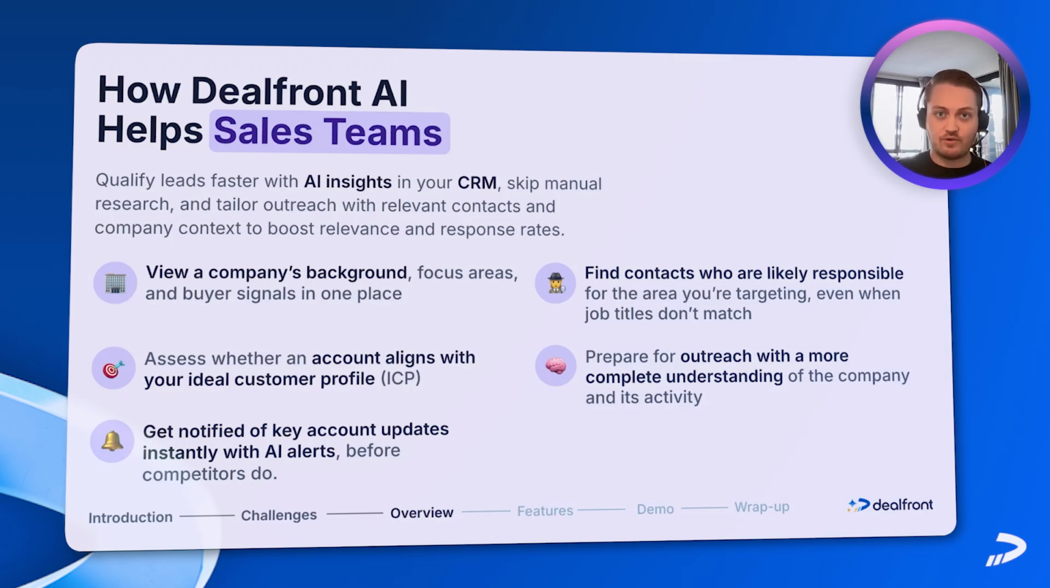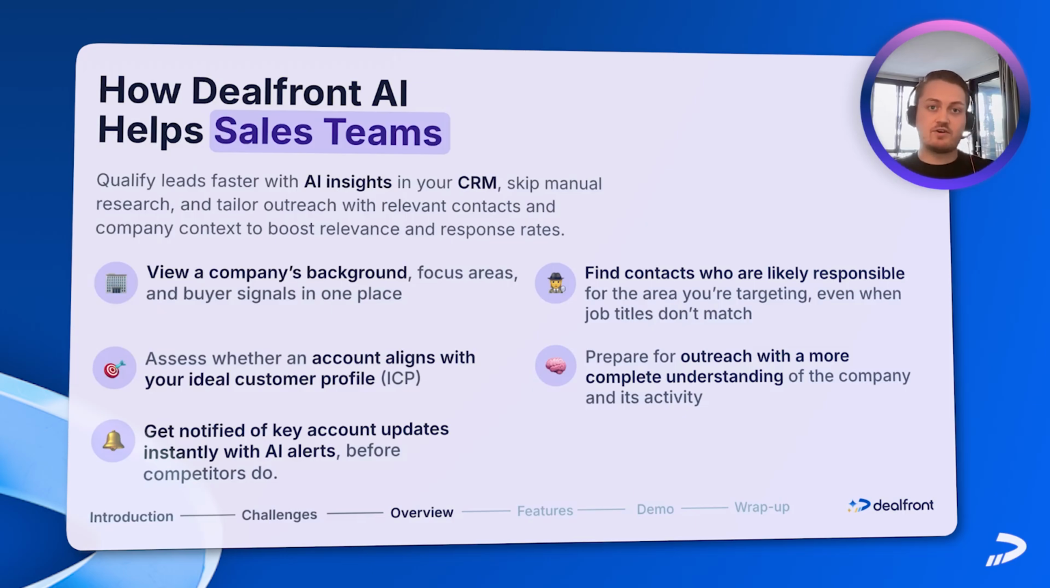So this is how Dealfront AI helps sales teams. We can help you to qualify the leads faster and give you the right signals already in the CRM, the place where the sales team is already working nowadays. So you can skip the manual research, and we can make sure that the sales teams receive the right insights with all the context that they would need, but also the right contacts that they would need to reach out to. So they know, okay, this is my buyer persona. I will reach out to that person right now because of signal XYZ, increasing once again the chance of conversion to a first meeting and so on.